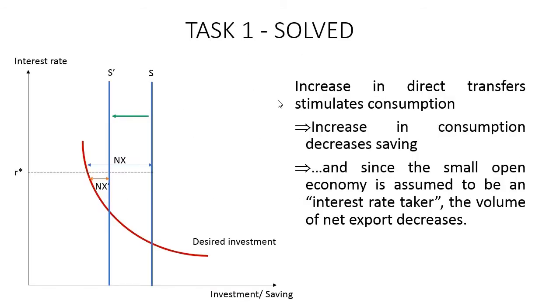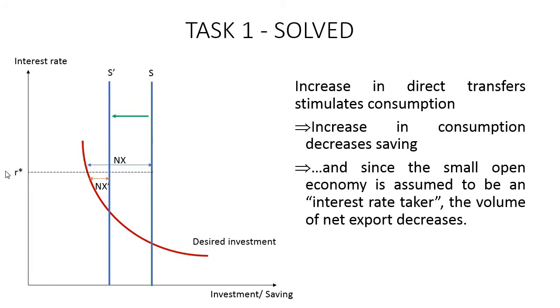Okay, so increase in direct transfers, although it cannot be recognized as the part of government spending, stimulates consumption, spending of households on goods and services. Increase in consumption decreases national savings, so we shift from this S-curve to this S-curve. And since the small open economy is assumed to be an interest rate taker, the volume of net export changes.